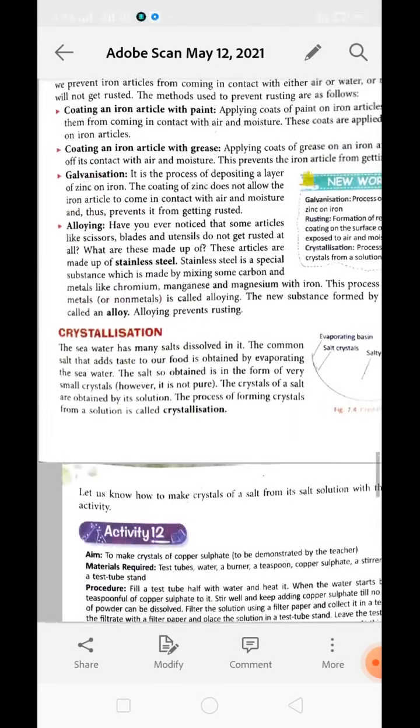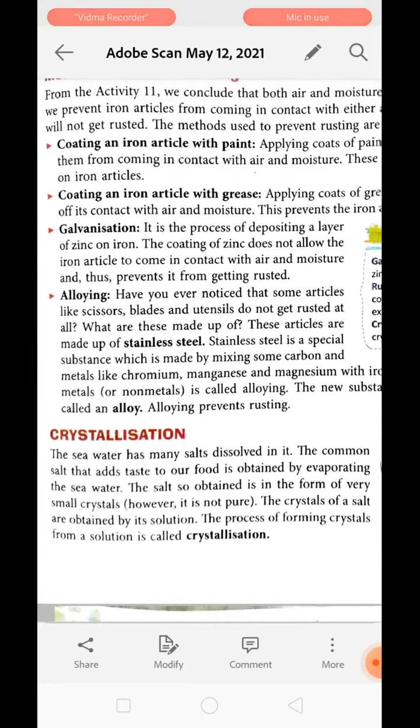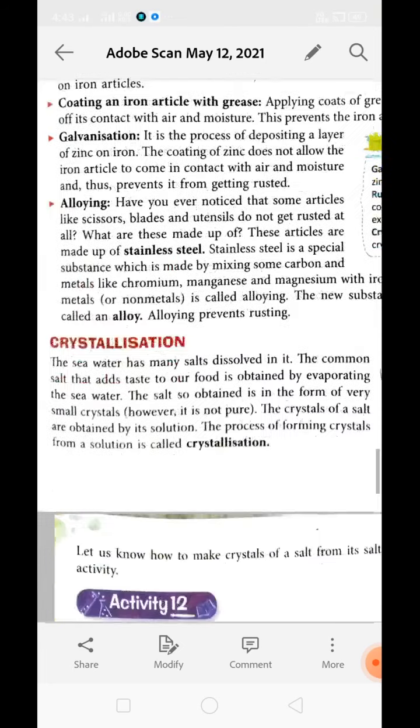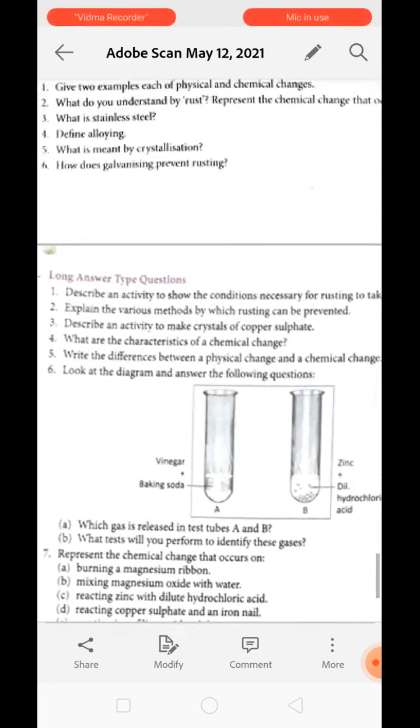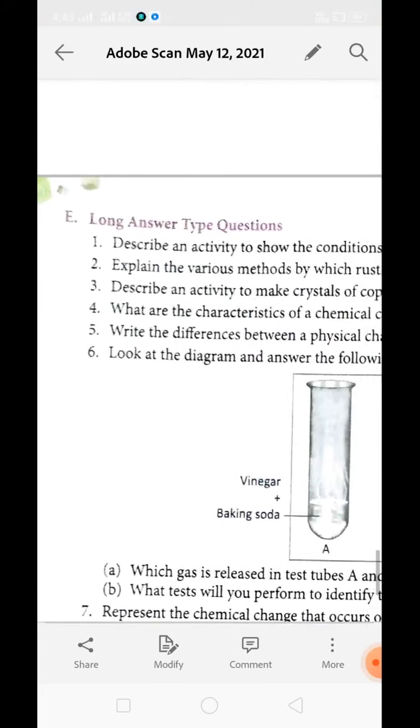Now move back to the galvanization portion for this. Okay. Galvanization, you will write the whole process of galvanization. It is a process of depositing a layer of zinc on iron. The coating of zinc does not allow the iron article to come in contact with air and moisture. Thus, it prevents rusting. Okay, next question. It is done. Now we are moving toward E1.